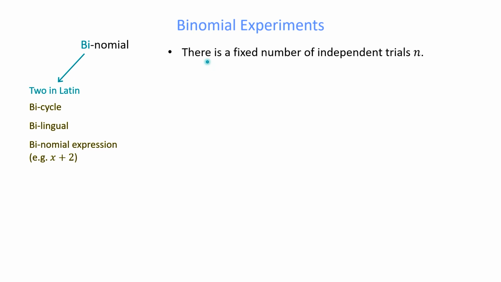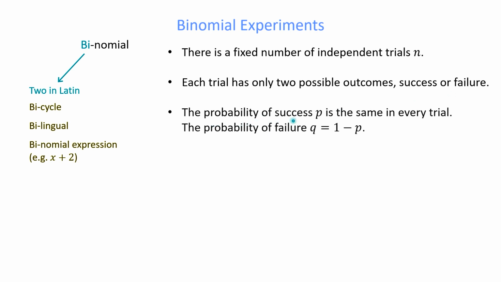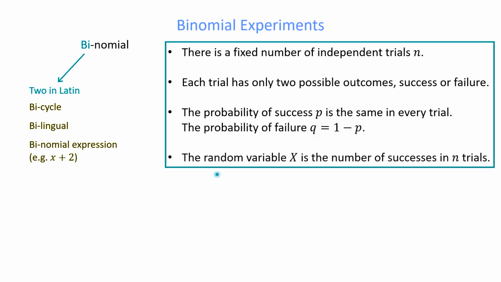So we have, there is a fixed number of independent trials n. Each trial has only two possible outcomes, success or failure, hence why it's named binomial. The probability of success p is the same in every trial. The probability of failure q is equal to 1 minus p. And the random variable x is the number of successes in n trials.